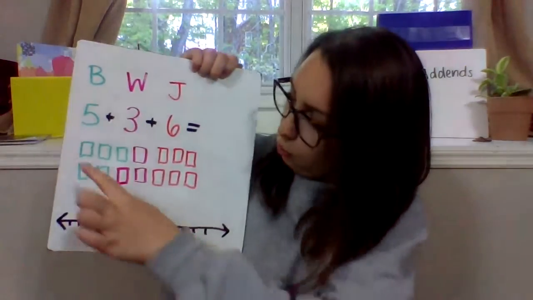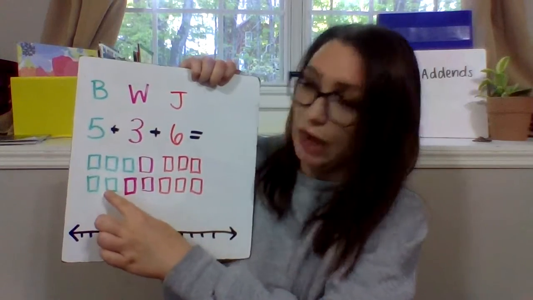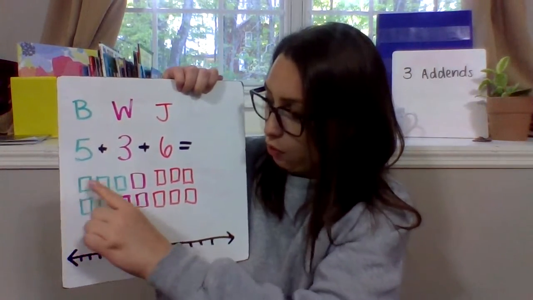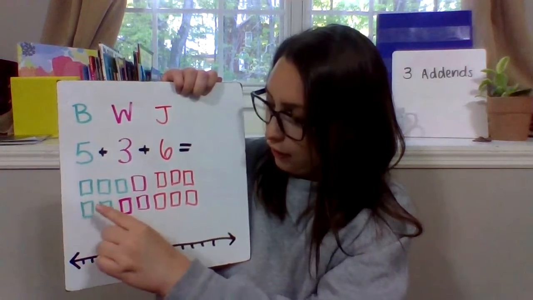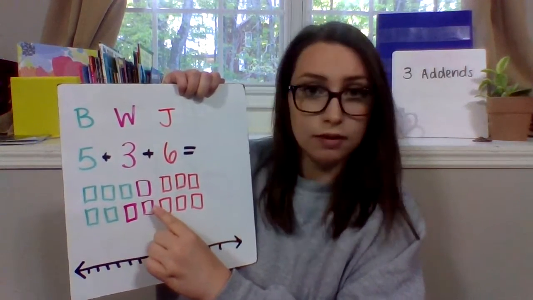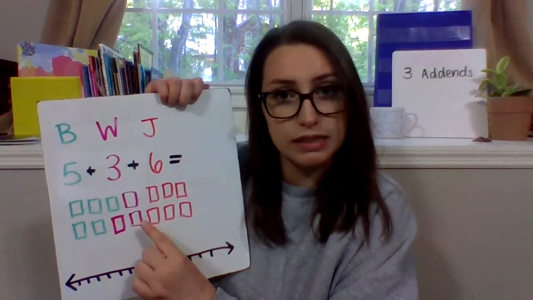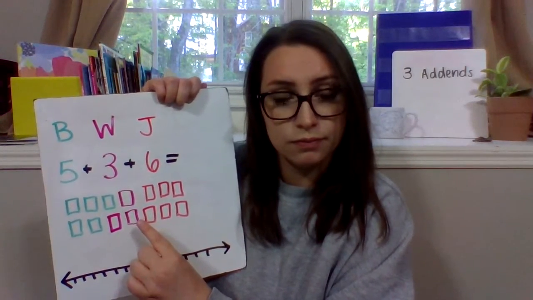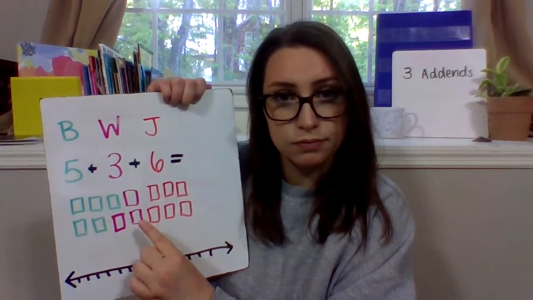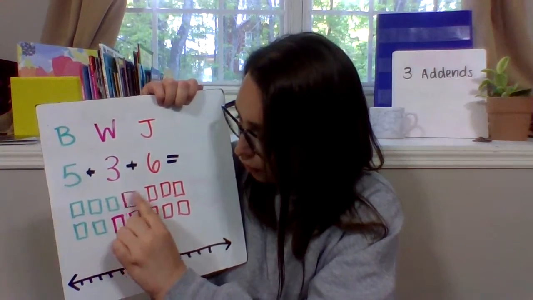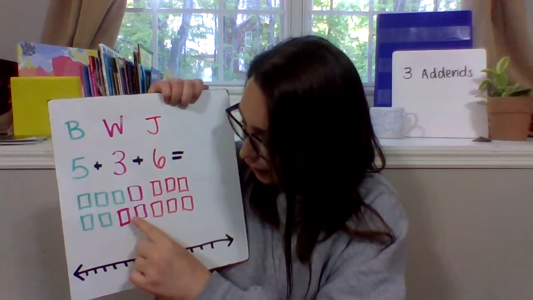Here we go. 1, 2, 3, 4, 5. That's all it is. 1, 2, 3. Okay. 1, 2, 3, 4, 5, 6, 7, 8. So that's Barry and Wanda together. How many more would I need to make 10? Just 2 more. 1, 2, 3, 4, 5, 6, 7, 8, 9, 10.